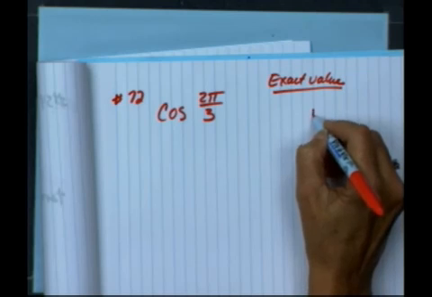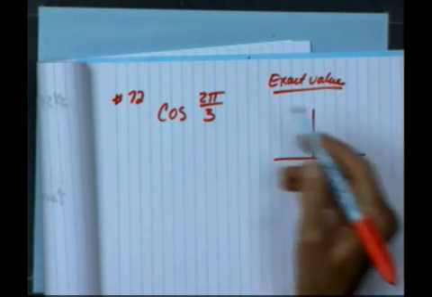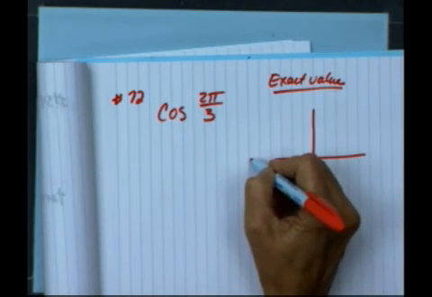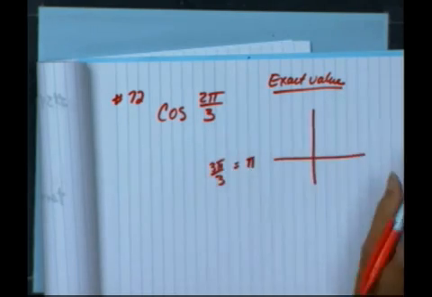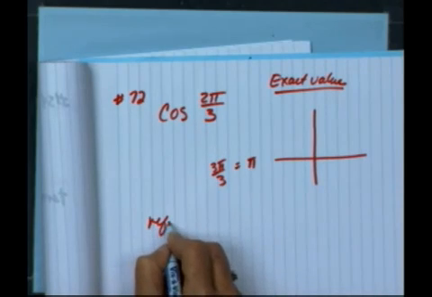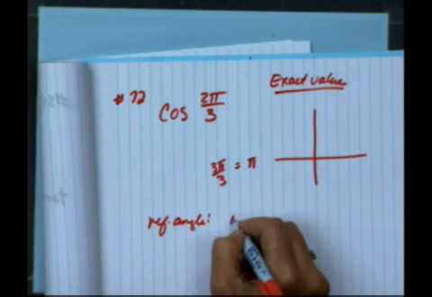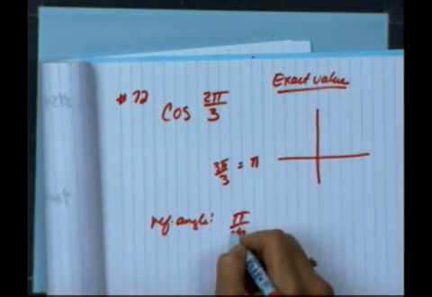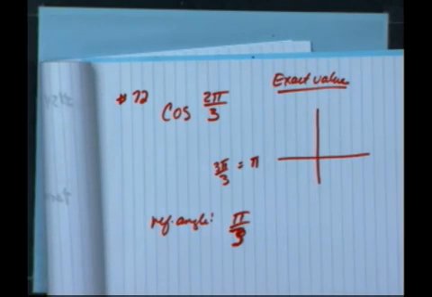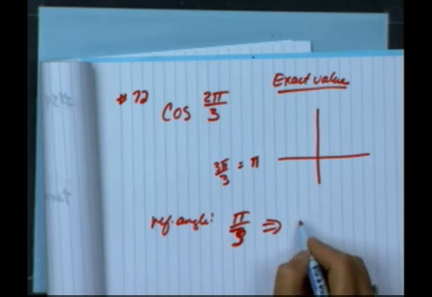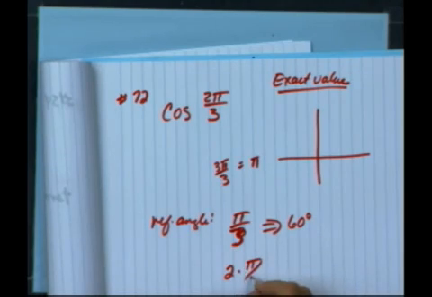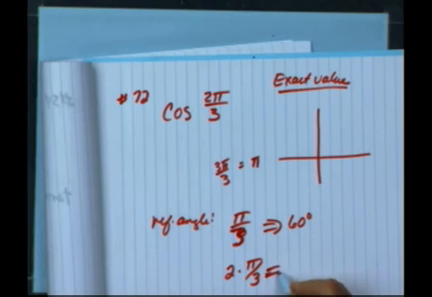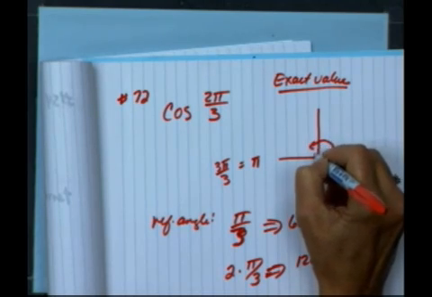Which quadrant is the terminal side in? In this pi right here, which is 3 pi over 3. What's the reference angle? Pi over 3. If you're wanting to convert these to degrees very easily, pi over 3 is how many degrees? 60 degrees. And this is twice times pi over 3, so how many degrees is that? 120 degrees. So 2 pi over 3 is right here.